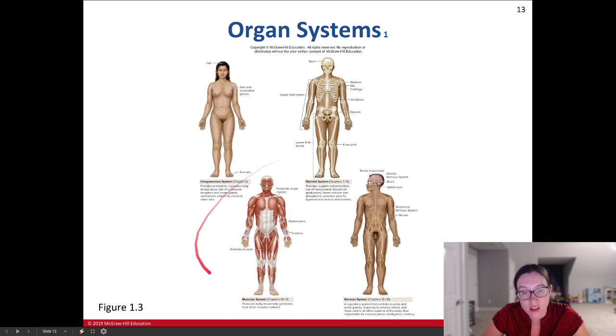Next we have the muscular system, right? And the main organs in the muscular system are our muscles. So we have lots of muscles. They produce the movement in the body, but they also produce heat. They're important for thermoregulation. Our nervous system is going to be our brain, our spinal cord, our nerves, and our ganglia.